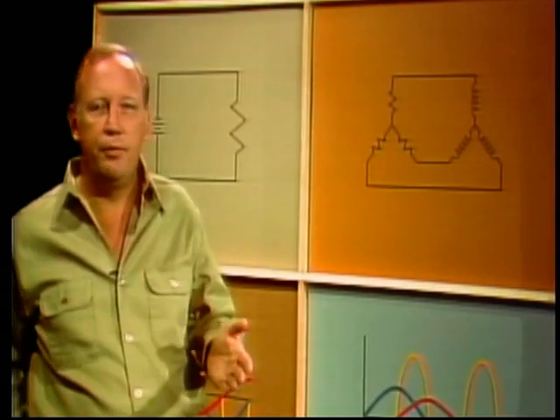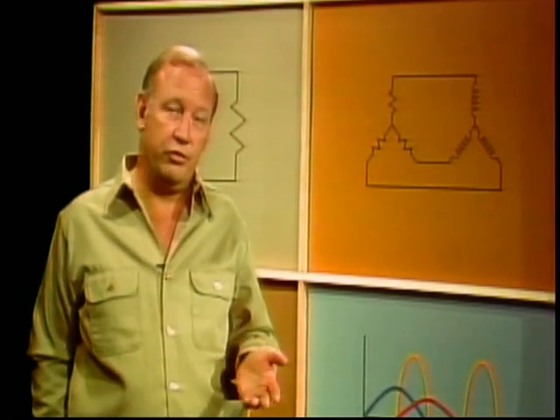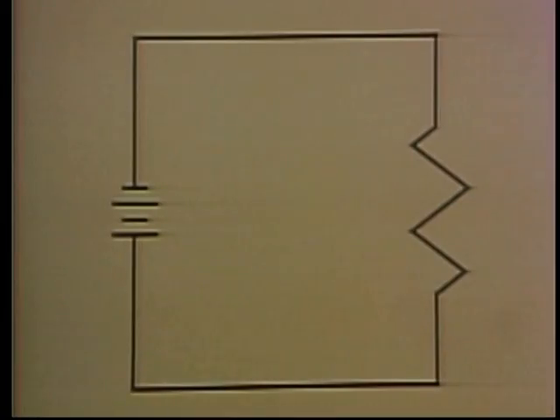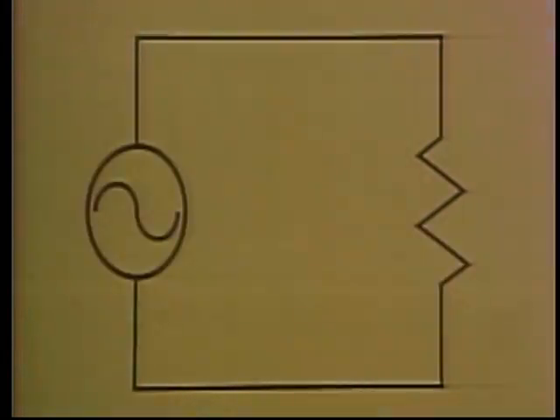As you know, there are two types of current: direct current, which we usually call DC, and alternating current, that's AC. Here's a simple DC circuit. The power source is a battery, and the load is a resistor. Direct current always flows in one direction.